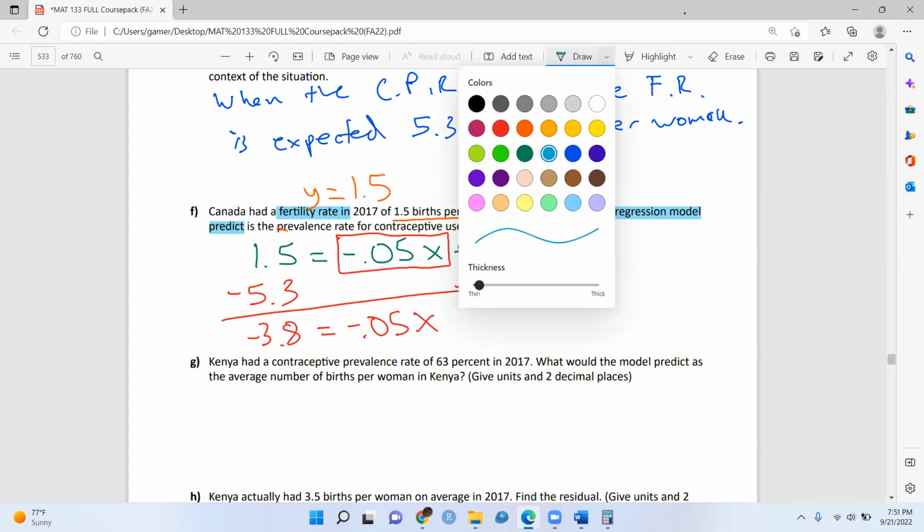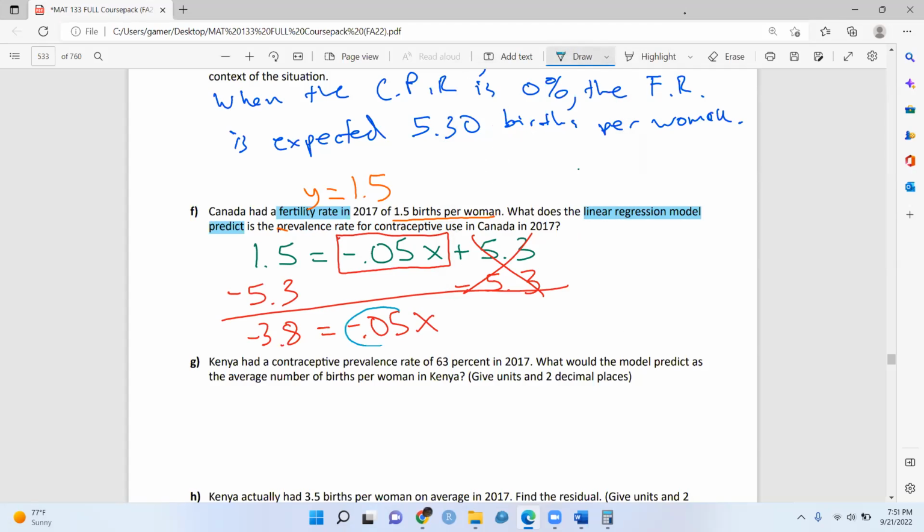Now we need to get rid of this piece so we have 1x. Well, if we're multiplying, the thing that gets us to a 1x is dividing by the same thing we're multiplying by. So I'm going to divide both sides of the equation by negative 0.05. These go away, and we're left with x equals whatever this division is. And your calculator will tell you 76.